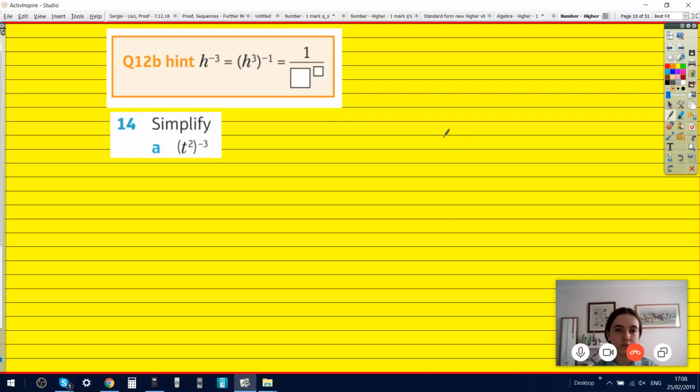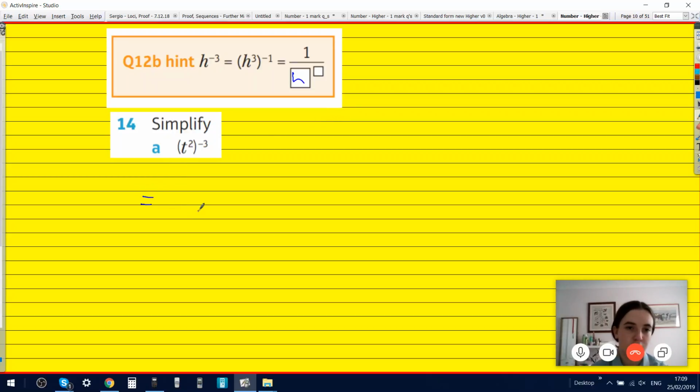What is this first one up here? H to the 2. No. What will be the one underneath it? T to the minus 6. And that's the same as? 1 over t to the 6. Yes. T to the 6. Okay.